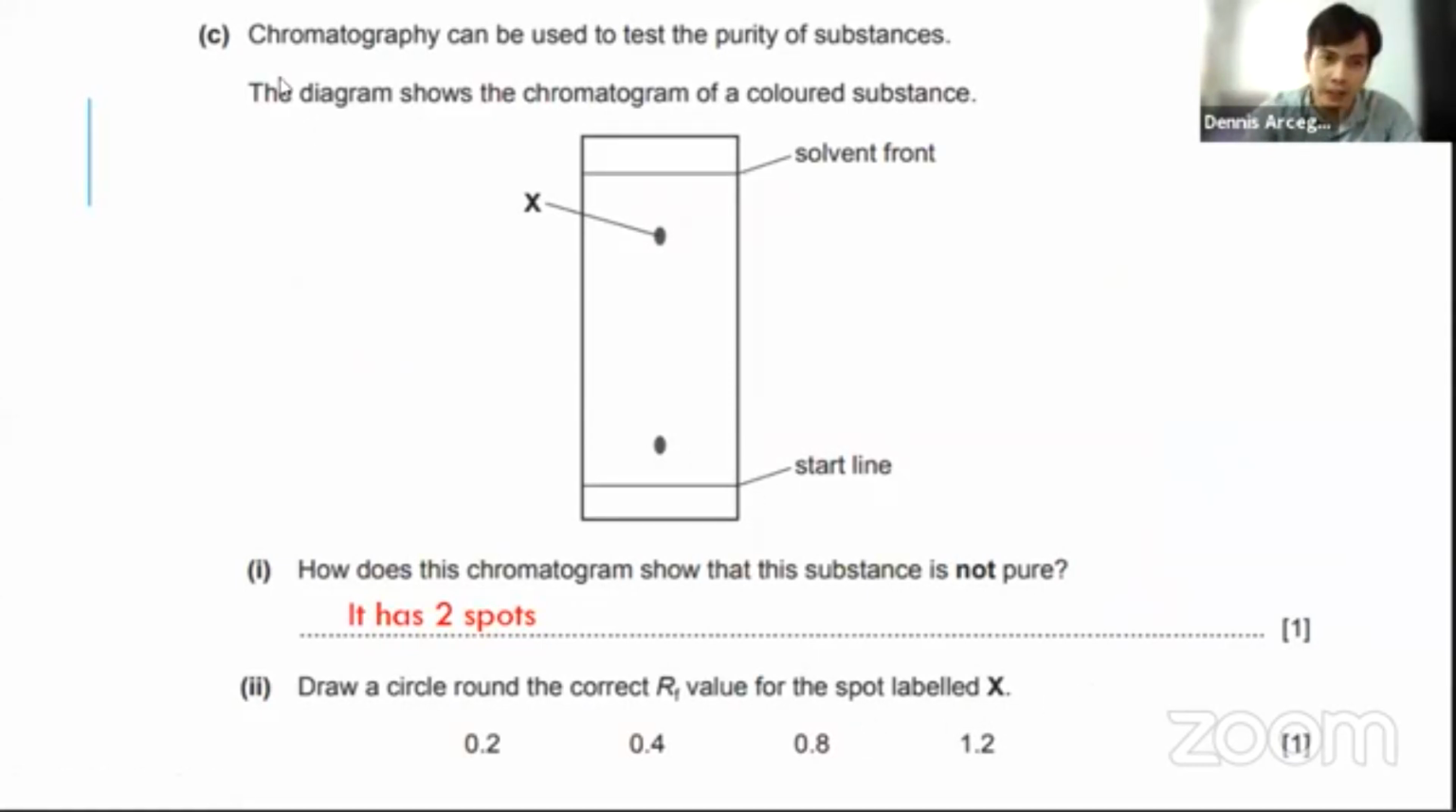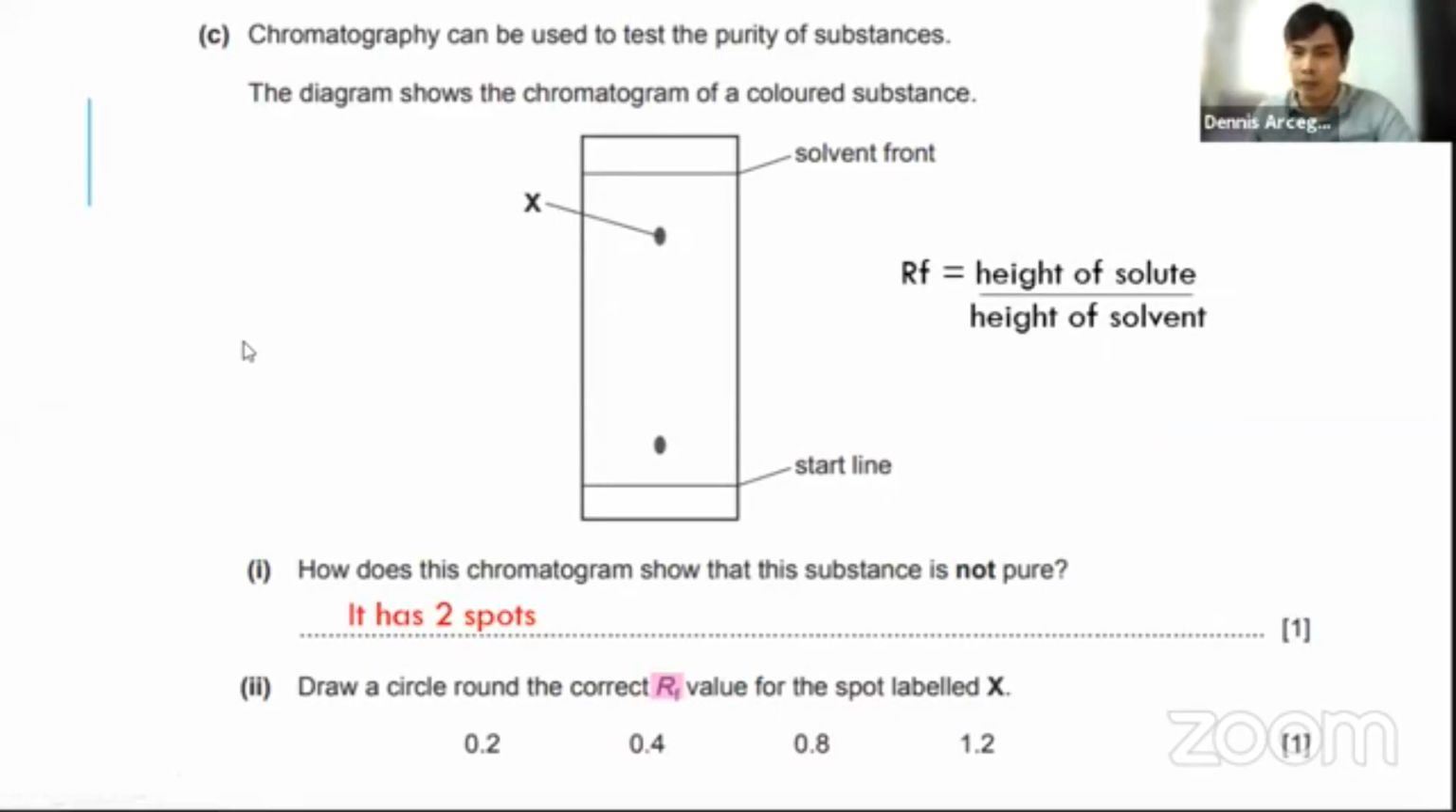So for this one, you have to identify the RF value. And you should be familiar with the formula of RF or retention factor. So retention factor is just height of solute over height of solvent. Okay. In the actual exam, since you are allowed to use a ruler, you can simply use a ruler to measure this because no measurement is given on the figure. So what you need to do is to measure it by yourself using a ruler.